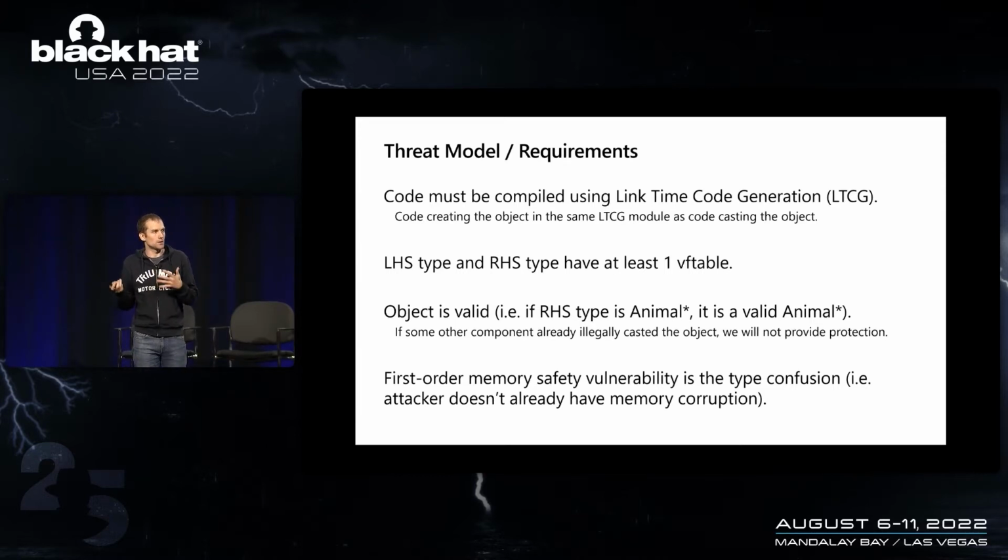We also assume that the object itself is valid. So if you have another memory safety vulnerability, like you have a buffer overflow and you're able to use that to corrupt an object, CastGuard isn't going to provide you protection anymore, because CastGuard isn't the first vulnerability in play. CastGuard is really just designed to protect against vulnerabilities where the issue itself is that you're just doing a bad downcast. So if you're able to corrupt memory in other ways before you get to a cast, all bets are off.